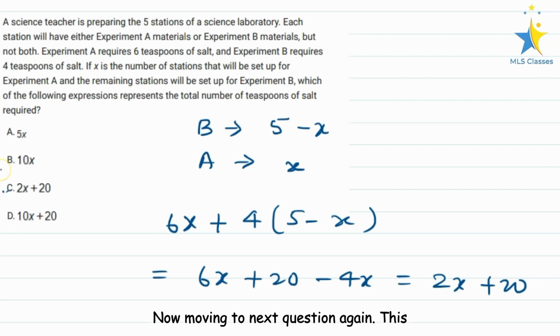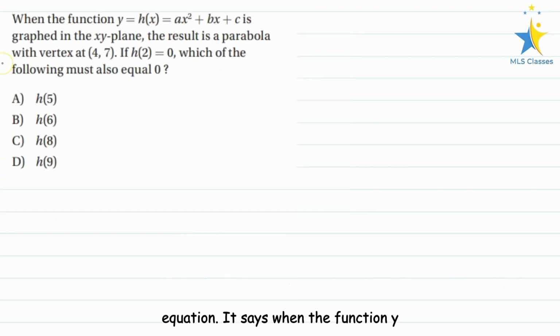Now moving to next question. Again, this is a question related to quadratic equation. It says when the function y equal to h(x) equal to ax square plus bx plus c is graphed in the xy plane, the result is a parabola with vertex (4, 7). If h(2) equal to 0, which of the following must also equal to 0?